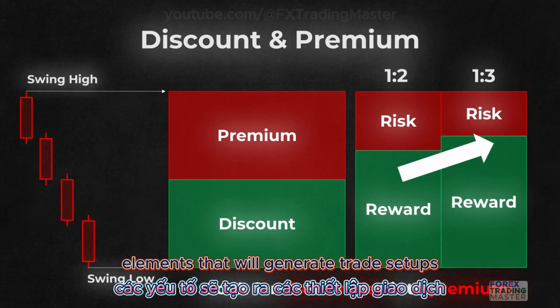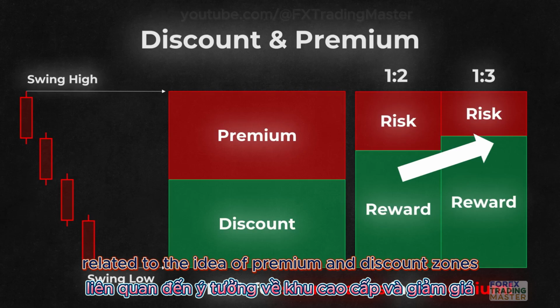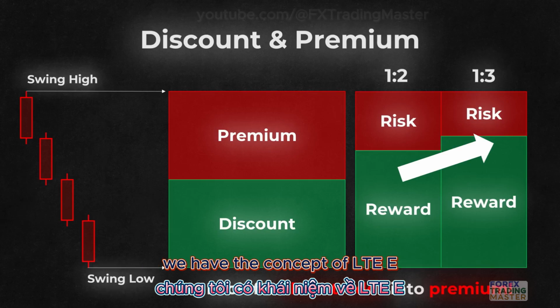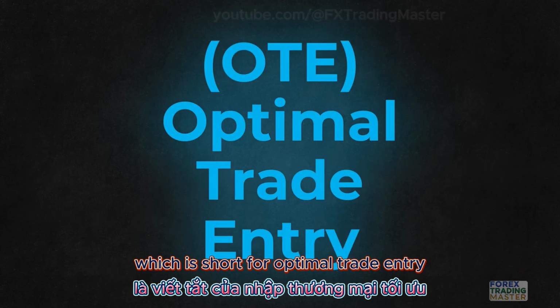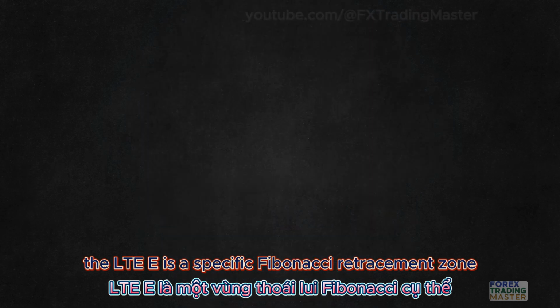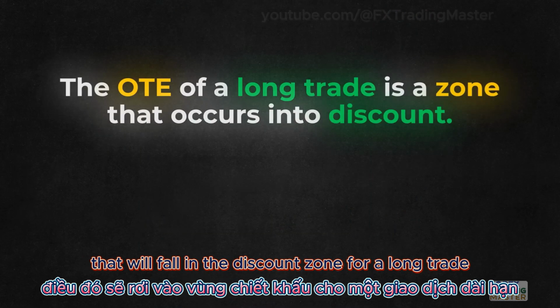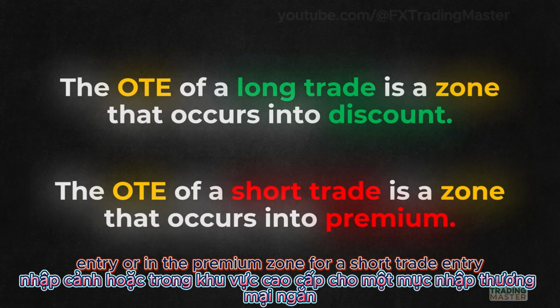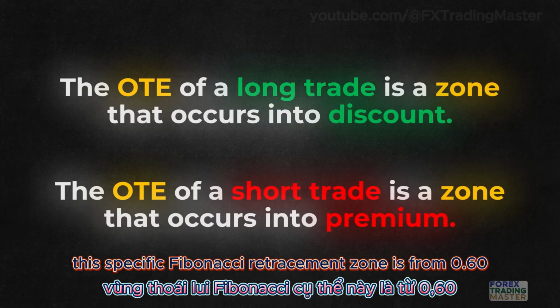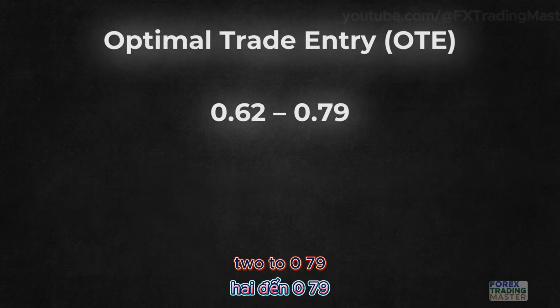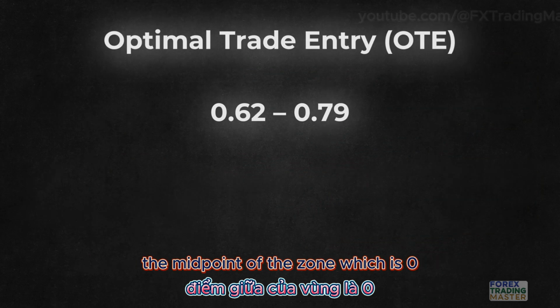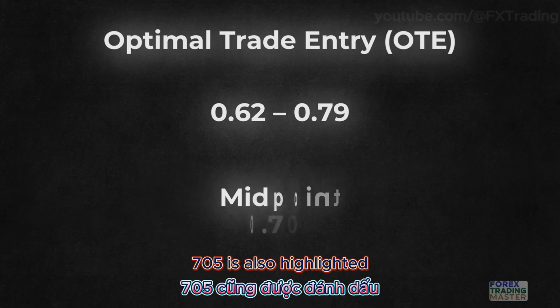Directly related to the idea of premium and discount zones, we have the concept of OTE, which is short for optimal trade entry. The OTE is a specific Fibonacci retracement that will fall in the discount zone for a long trade entry or in the premium zone for a short trade entry. This specific Fibonacci retracement zone is from 0.62 to 0.79. The midpoint of the zone, which is 0.705, is also highlighted.